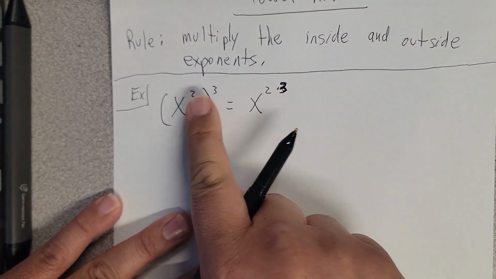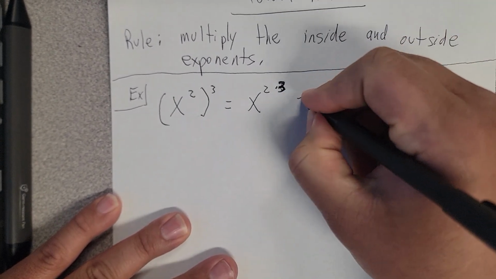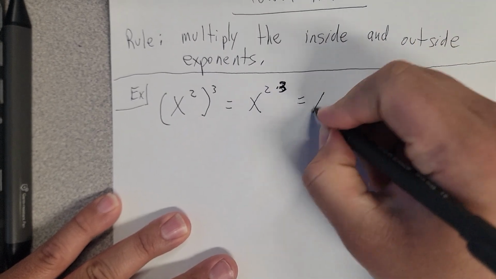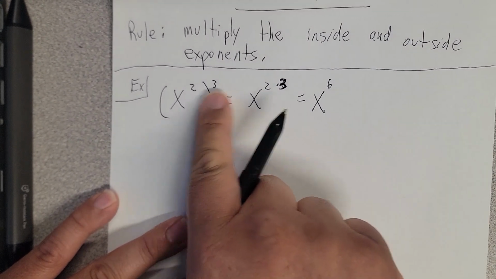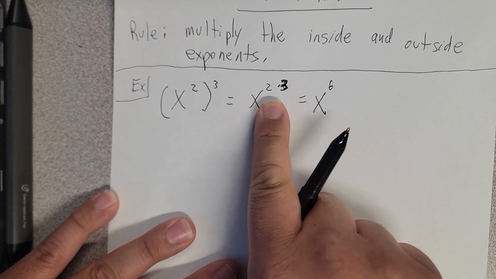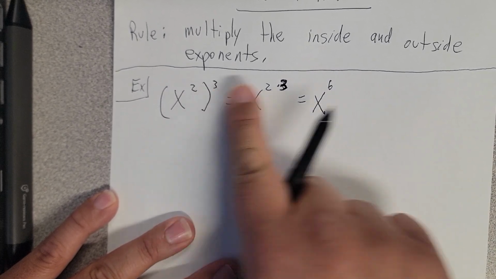So you multiply the inside and the outside exponent, and 2 times 3. Put that in your calculator. You get 6. Okay. So it's that easy. You're supposed to just double exponents. You don't have to write it down like this all the time. You can just multiply 2 times 3 is 6.